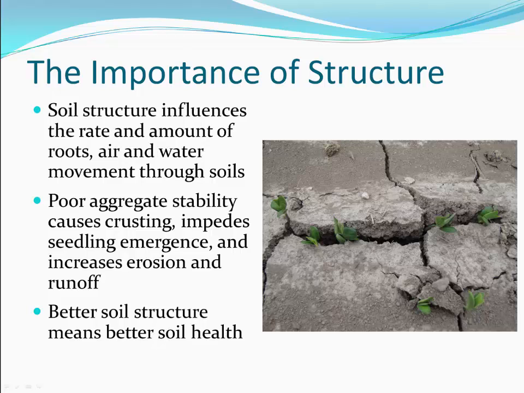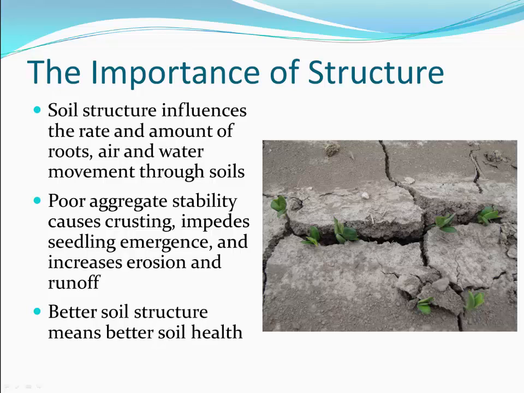clay. Well, soil structure influences the rate and the amount of roots, air, and water movement through soil, and we have to have that exchange of gas from the atmosphere, and we have to allow water to penetrate the soil instead of running off in order to have good plant growth. But we also need to have the ability of roots to grow through the soil. And where do they grow? Well, they try not to grow into aggregates, but they grow primarily between aggregates.